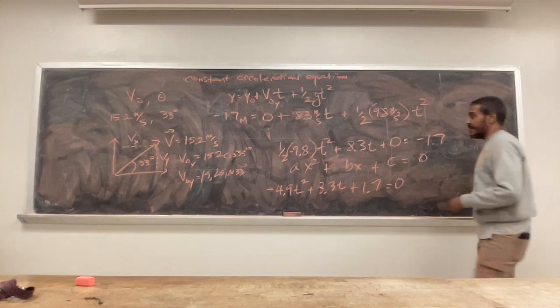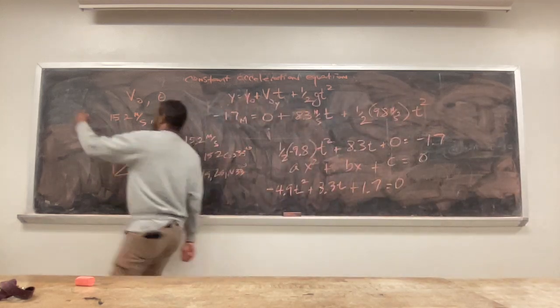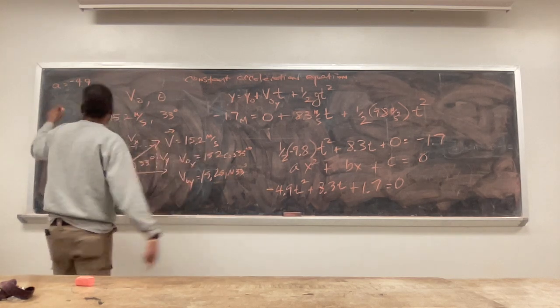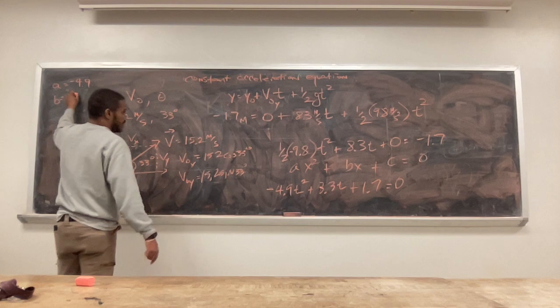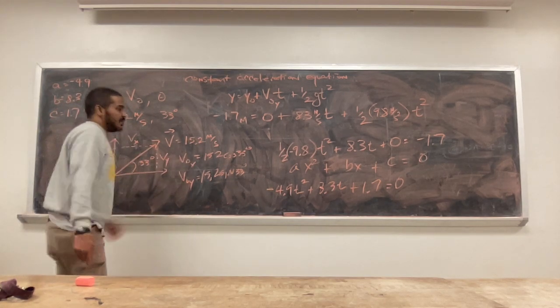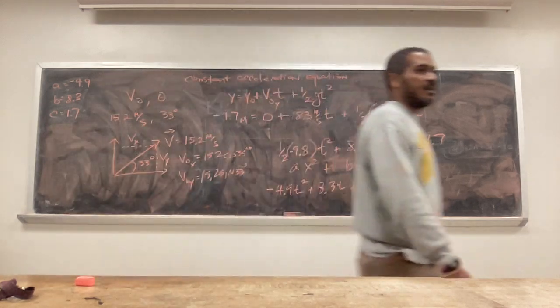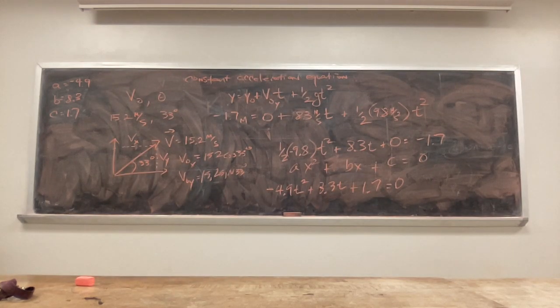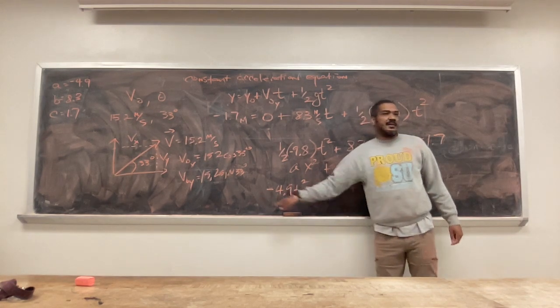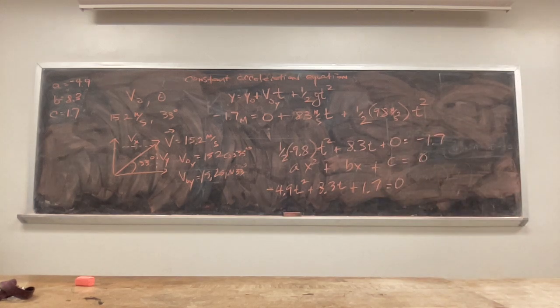So now A equals negative 4.9. B is equal to 8.3. And then C is equal to 1.7. Now put that into your quadratic equation, and we should get one positive number and one negative number. If we don't, then we have to go back to positive. I think it's right though.